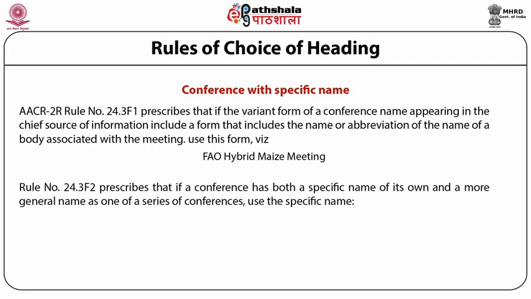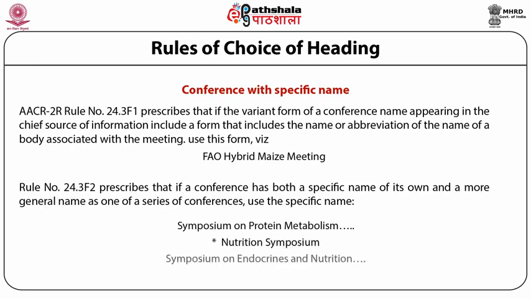24.3F2 prescribes that if a conference has both a specific name of its own and a more general name as one of a series of conferences, use the specific name. For example, Symposium on Protein Metabolism, Nutrition Symposium, Symposium on Endocrines and Nutrition.